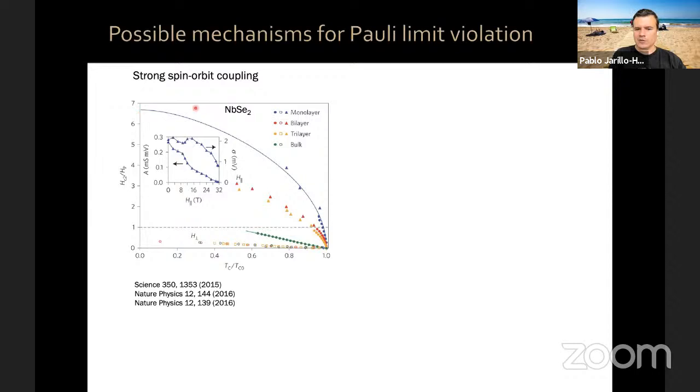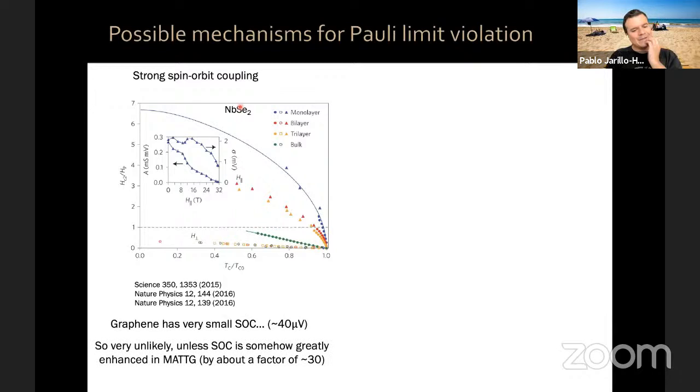So these transition metal dichalcogenides violate the Pauli limit, but these systems are well known to have very strong spin-orbit coupling. There is this Ising superconductivity in these systems. However, graphene has a very small spin-orbit coupling, of the order of 40 microvolts.